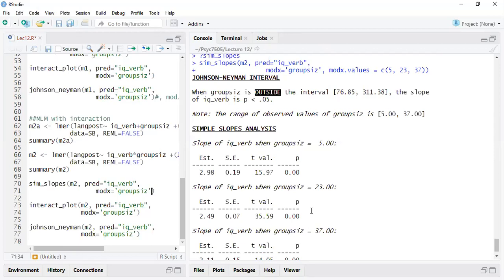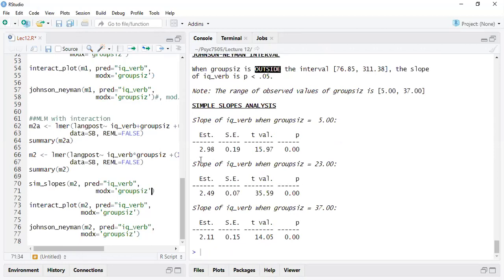And so just to interpret briefly here, it looks like as group size goes up, the relationship between verbal IQ and language test scores gets weaker. So when group size is small, there's a stronger relationship. The slope is 2.98, down to 2.49, to 2.11. So it may be that in larger groups, there's more of, say, a depersonalization effect or something along those lines, where individuals' personal trait level ability is less predictive of the test score than the situation itself. And that might be something we might see.